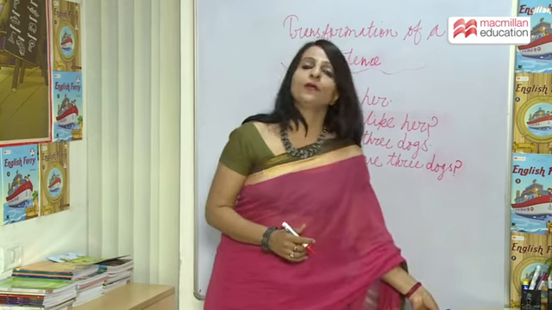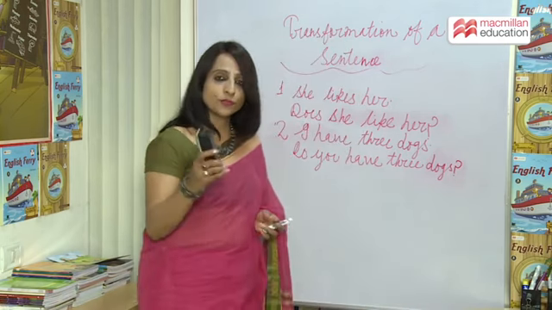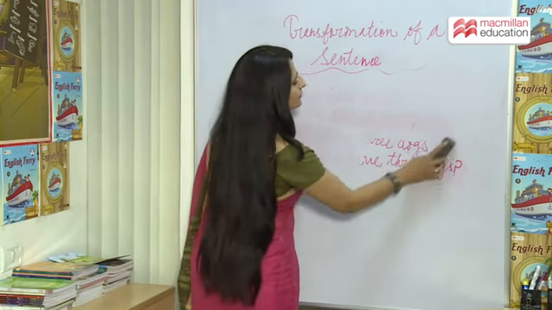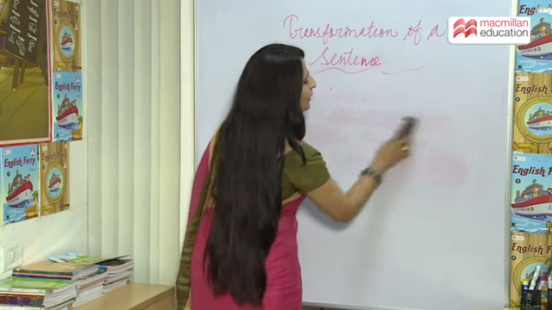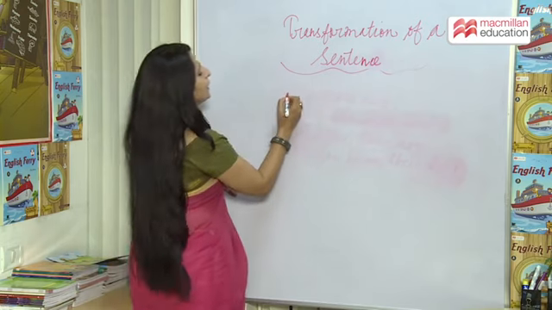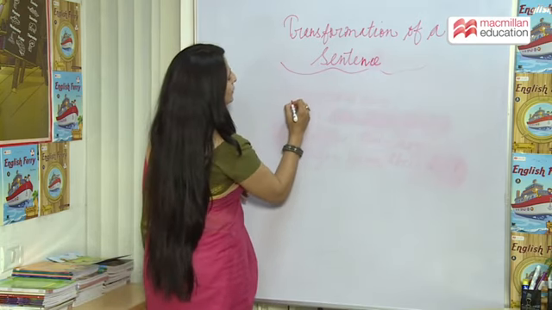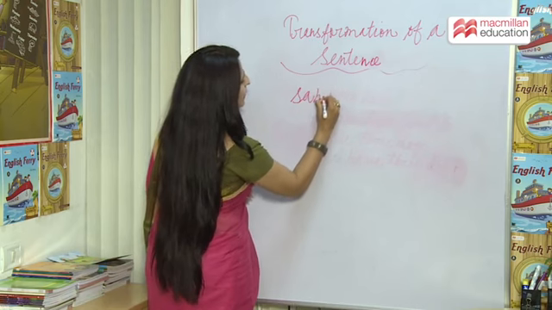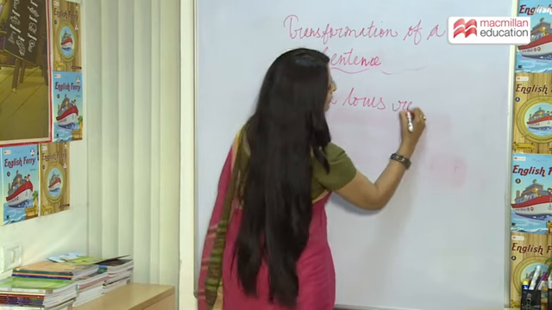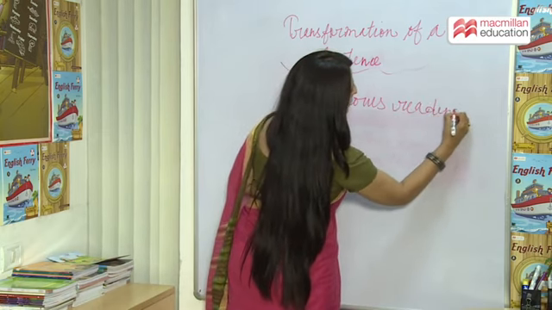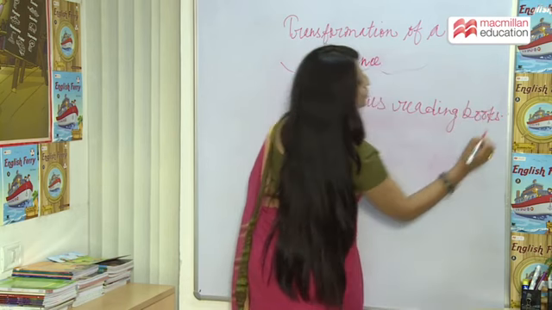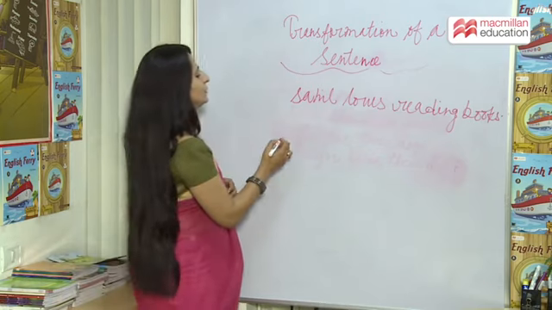Now, there's one very important thing for each one of you to remember. There's a rule to follow. Let me tell you what that rule is. You know, children, these small things are very important to keep in mind when it comes to English language. Okay, let me write, Sahil loves reading books. Now if I need to change this statement into a question, what should I write?